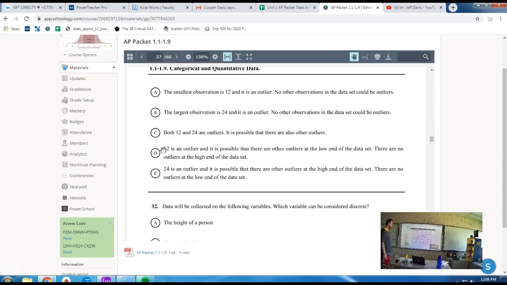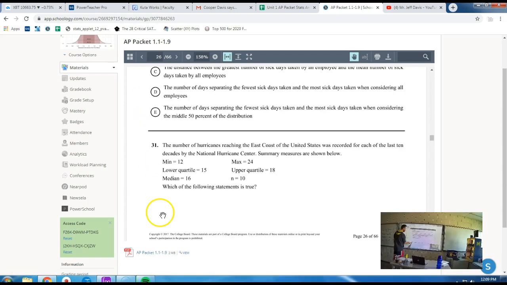Smallest observation is 12, and it's an outlier. Well, I don't know yet if it's an outlier. I think I'm going to have to find out, though. So, outlier, outlier, outlier, outliers, outlier. So I better find out if there's outliers or not. It's all right. It's good to go through that.